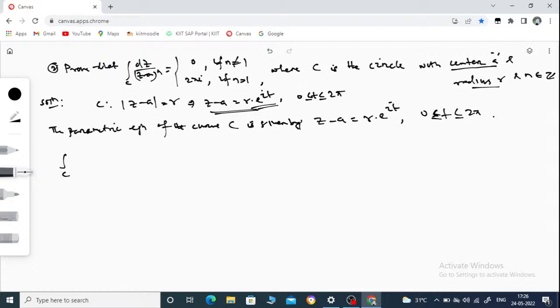Now go to our problem. This is integration over c, dz divided by z minus a to the power n.